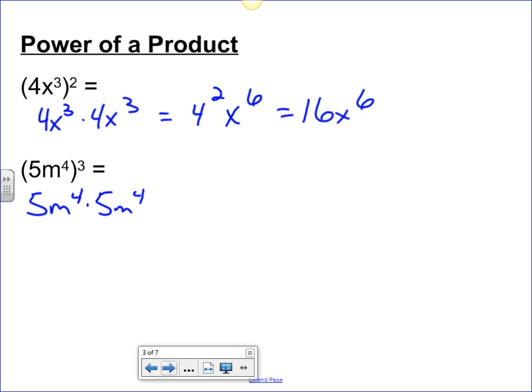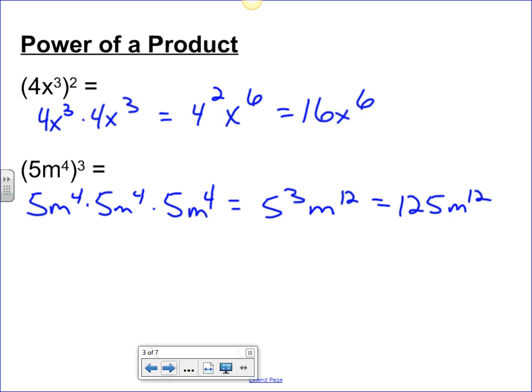If we look at the second one, this would really mean 5m to the fourth times 5m to the fourth times 5m to the fourth. So what does that really come out to? It's 5 to the third, m to the 12th. So what is 5 to the third? 5 to the third is 125, m to the 12th.